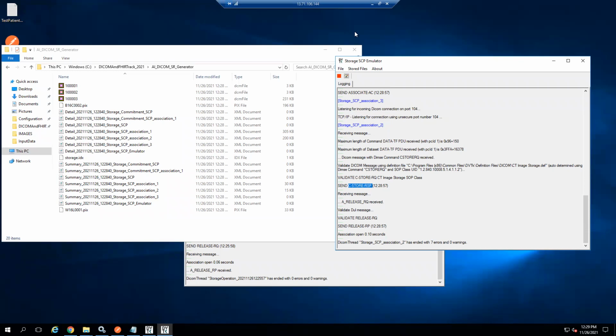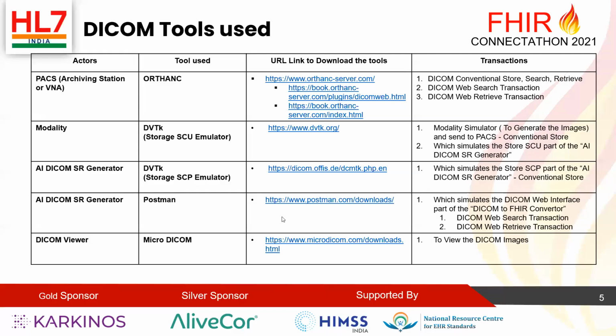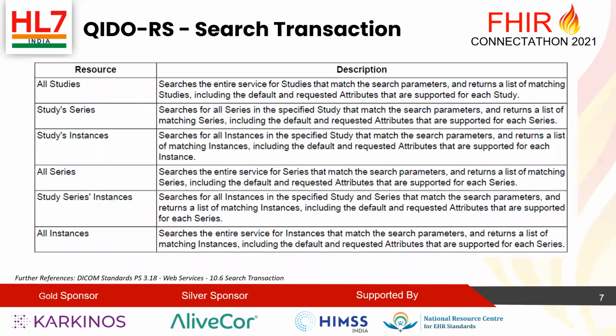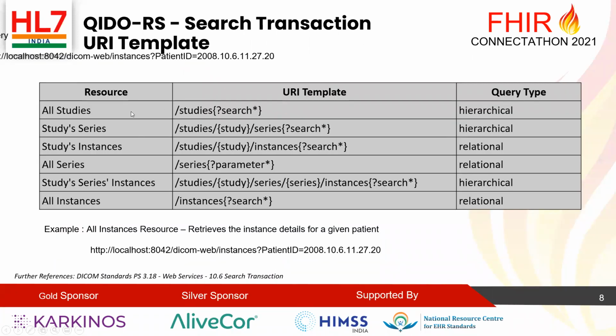Now going back to the slides. Now let's see in detail about the QIDO or search transactions, and how we can use them. If I want to retrieve the metadata of a study, or if I want to query for a study, then I need to give the URL with /studies and then the search parameter. I'll explain what the search parameter is.